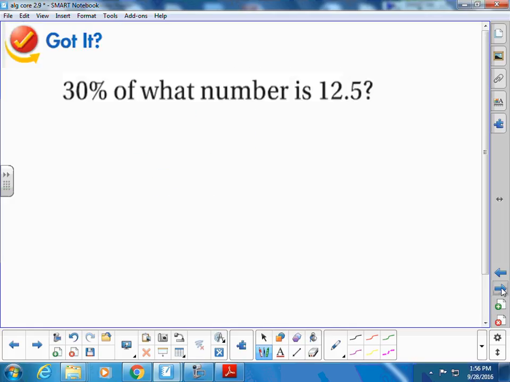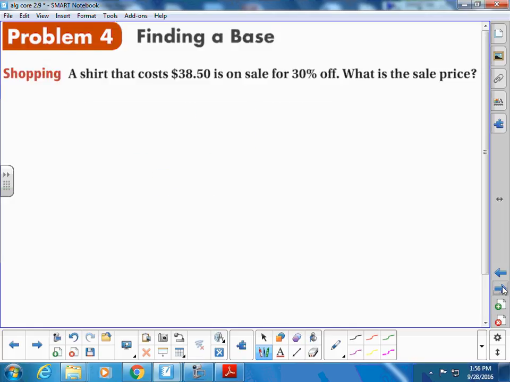You go ahead and try this one and we'll check it. Finding a base. A shirt that costs $38.50 is on sale for 30% off. What's the sale price? So I have to subtract 30% of the cost, and we can do this two ways, to get the sale price.